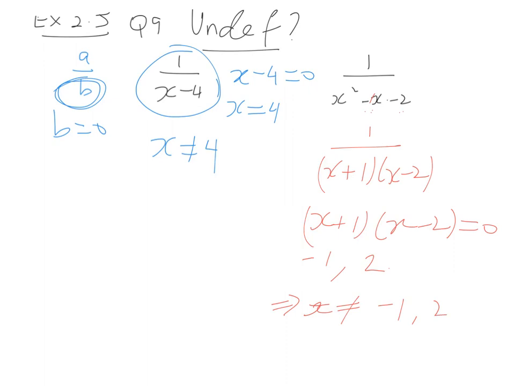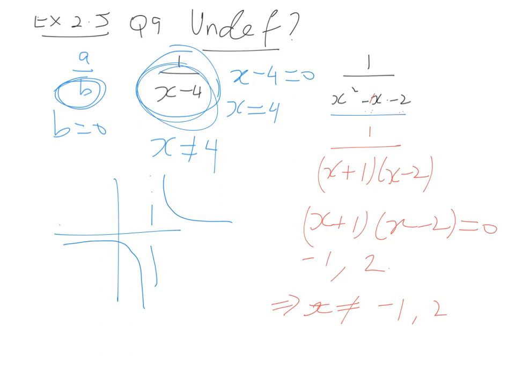If you want to see what it looks like, graph them. This thing here will look like this. This thing will look like this. We've got that x minus 4, so we go across to 4. It can't be that value, and it's going to go like this. It's going to look like that.